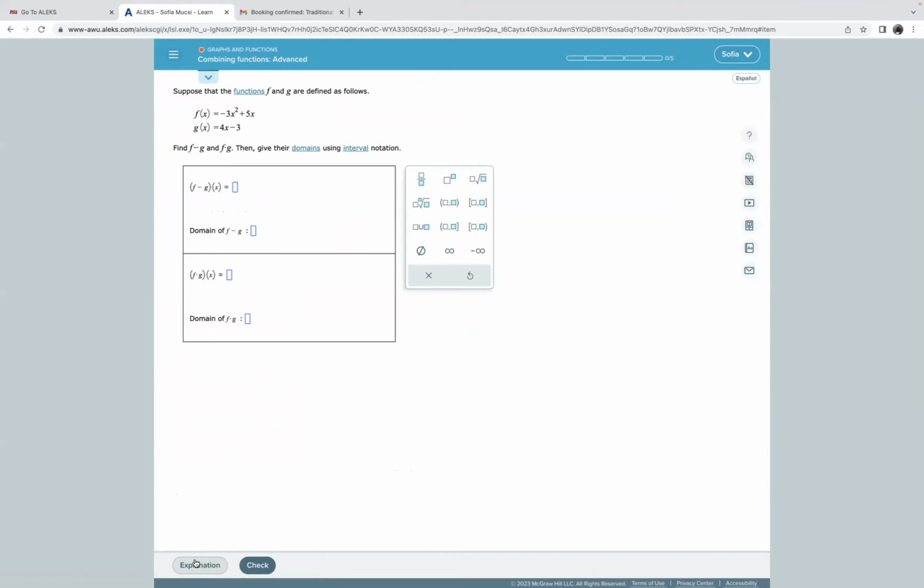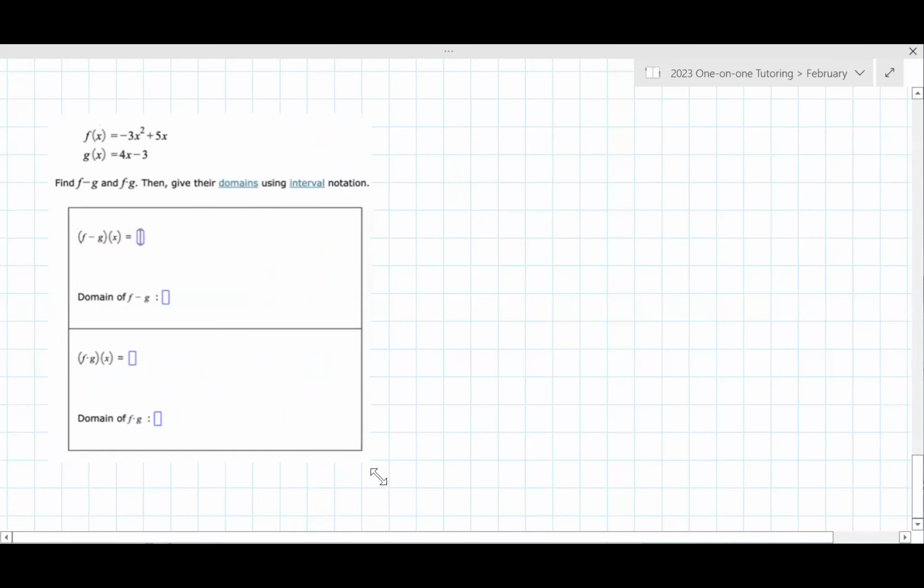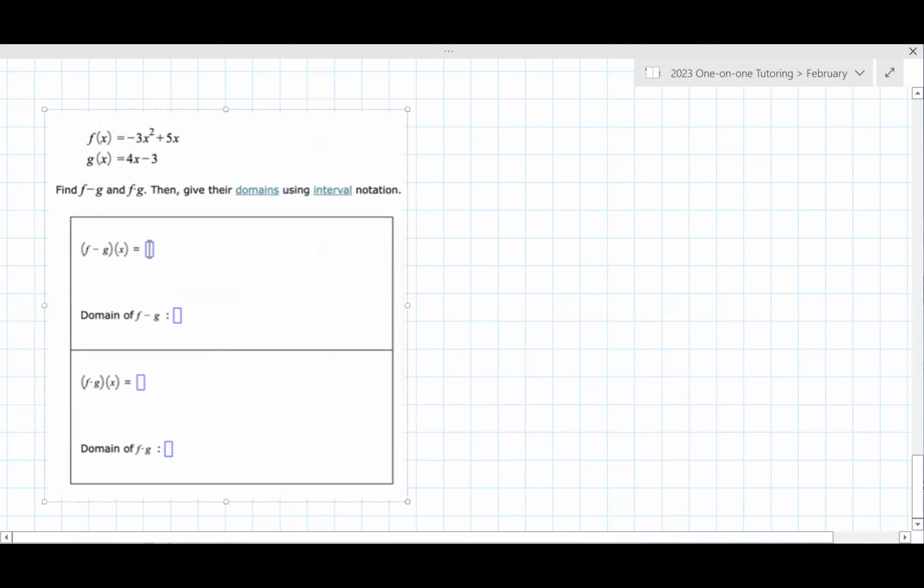Okay, let me grab a snip of this. I think the challenge here is the fact that it's asking about the domain as well. All right, so the first one here, let's let that load up.